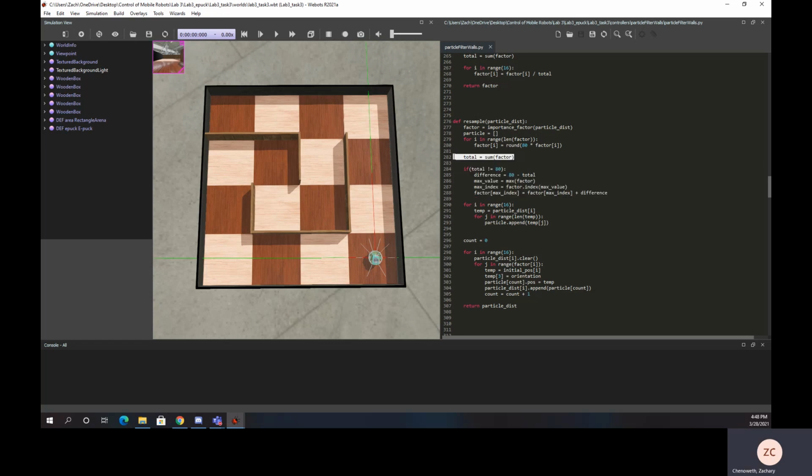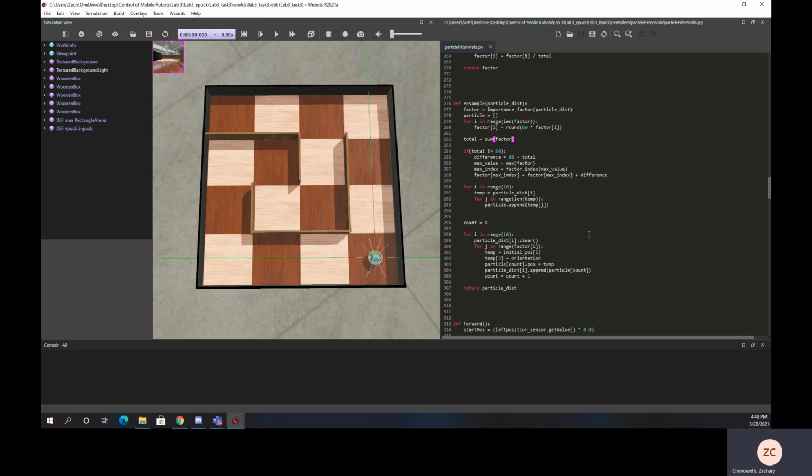We take the total number of particles in this new distribution for the resampling. If it's not 80, so if there's some difference, then we're going to find the difference by taking 80 and subtracting that total, and then finding the max value in the factor list. So the cell that has the highest particle count, we're going to subtract the difference from there to even it out. The reason I take it from the highest one is because it's less likely to be affected than if I were to take it from the lowest value.